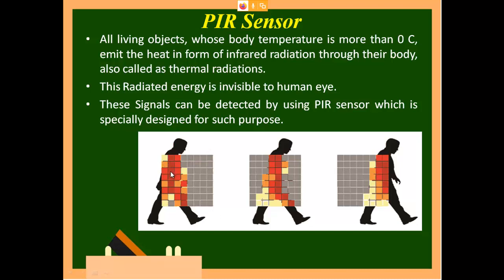So if a person enters, the temperature will be here, and if the person moves to the next location and the next location, the matrix where I get high intensity will change. So initially these boxes get maximum intensity, then once the person moves we get maximum intensity here, and this is to identify whether there is really any motion or it is an idle case.